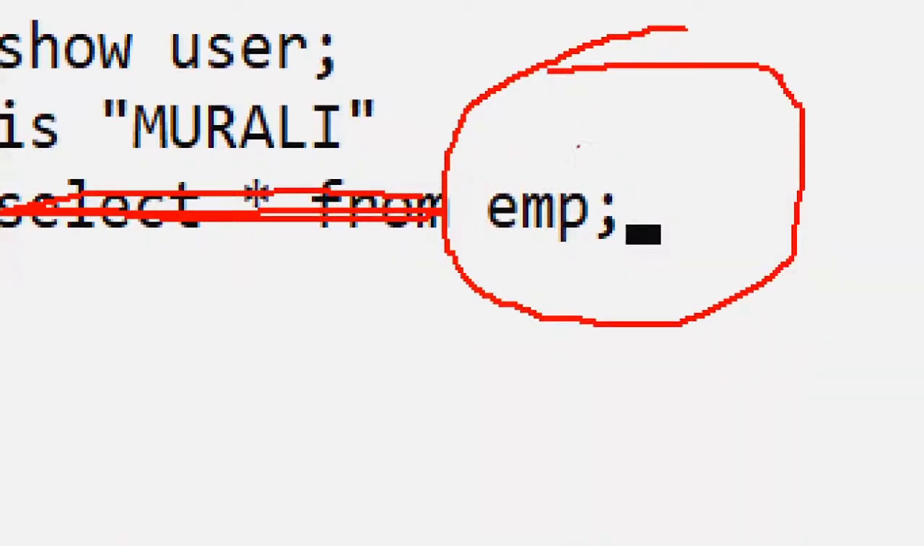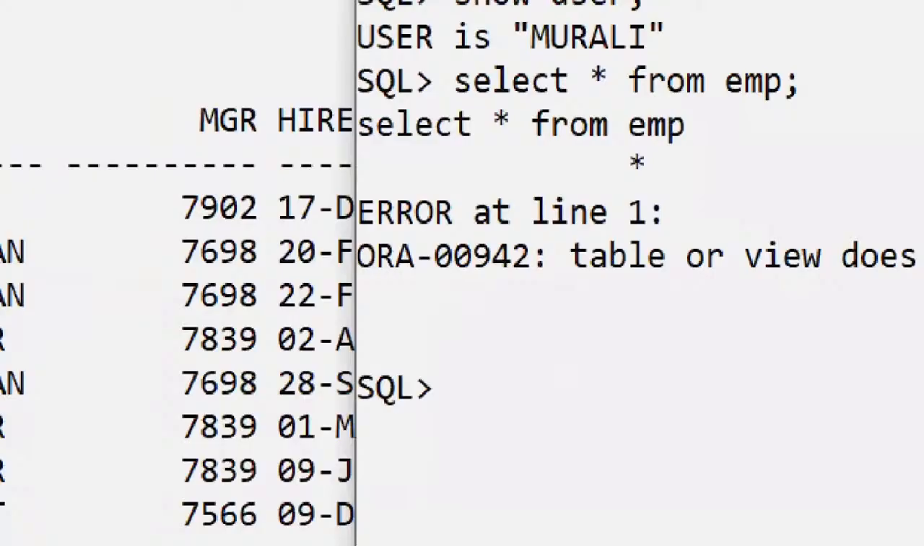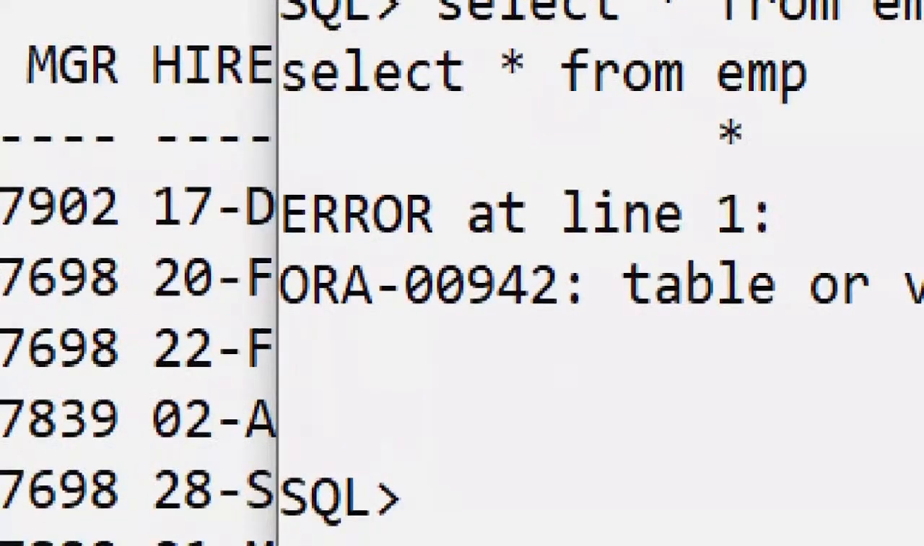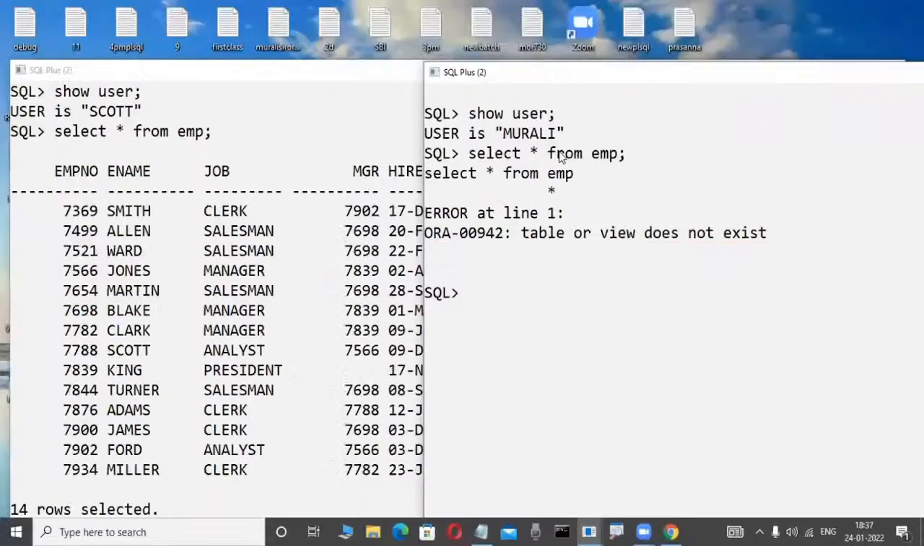Possible or not possible? Now, in the Murali user, is the Scott user table visible or not visible? Is the Murali user allowed to access the Scott user table? Logically, observe here, possible or not possible? Very good, one fellow is telling the correct answer. Not possible, because this EMP table is another employee's table. That's why this is not possible. Observe here, I am pressing the enter key and it gives an error: table or view does not exist. View means later, don't worry. Murali user is unable to access, in this example, the Scott user table. Okay, fine.